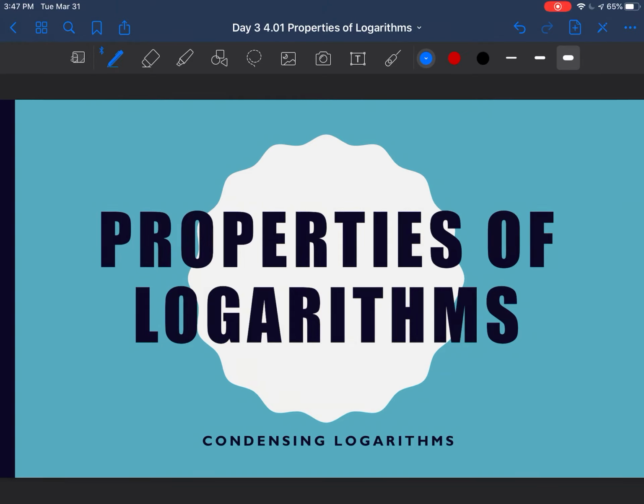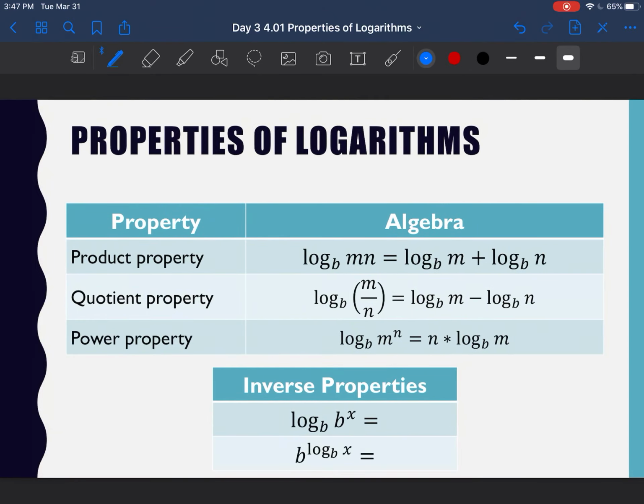So we're still on the topic of properties of logarithms. Yesterday we were expanding logarithms. Today we are doing the exact opposite, condensing logarithms. So we're going to be simplifying logarithms down using the same exact properties that we were using to expand them.